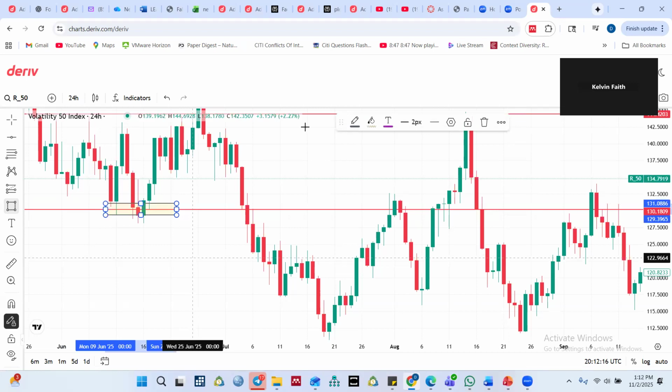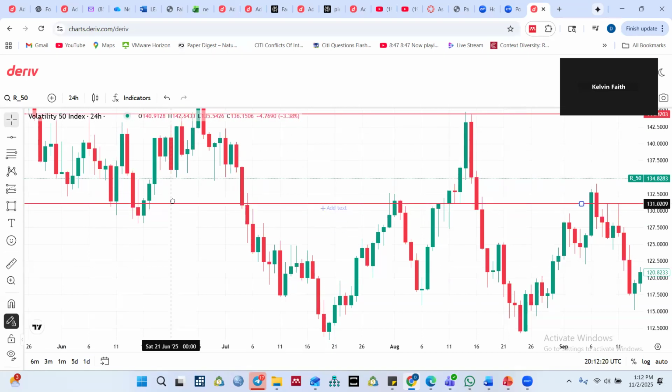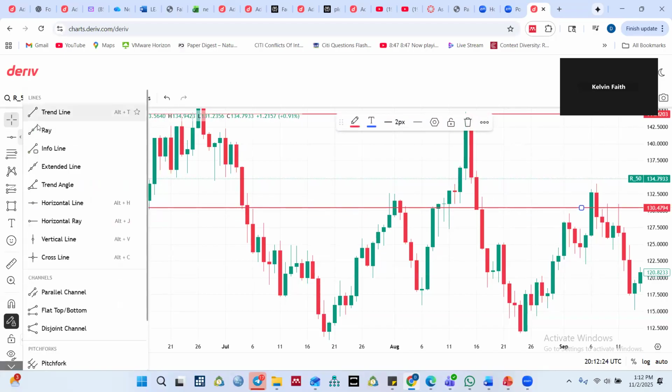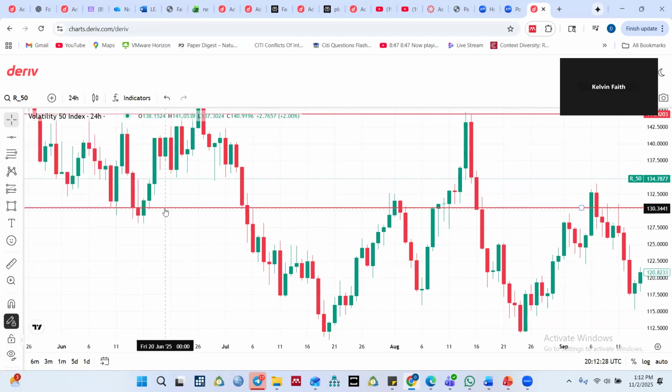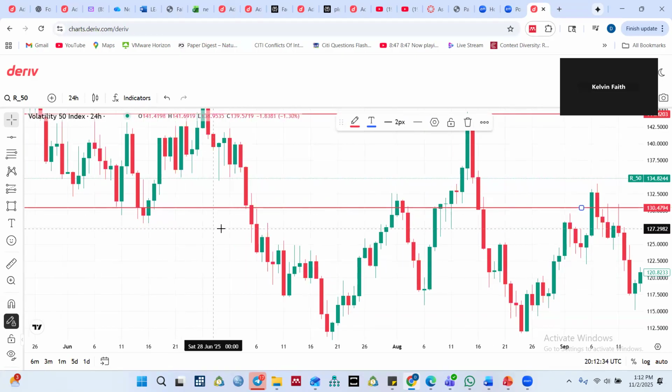So please, how do we get the red line? How do we determine the red line? I just put it there. I just picked it. It's inside the tools here, the left side. I use the horizontal line and I put it there. Okay. On TradingView.